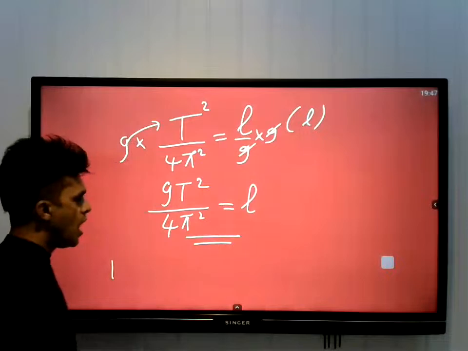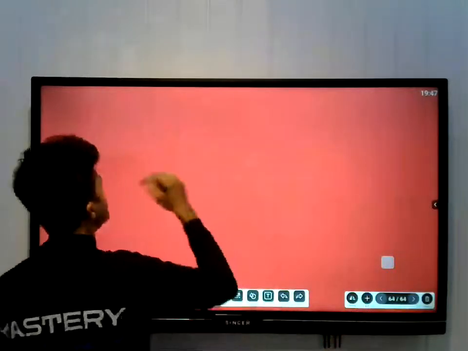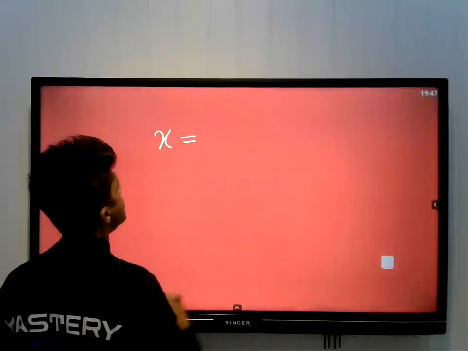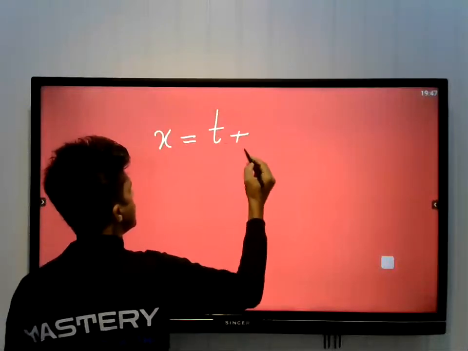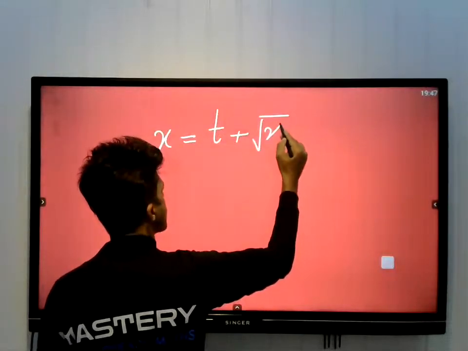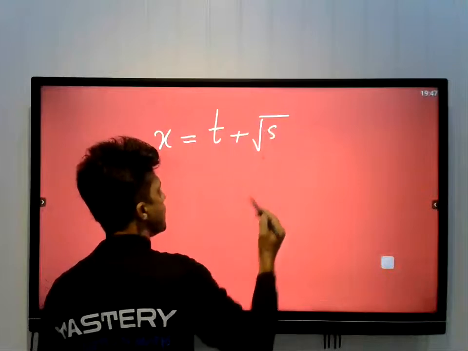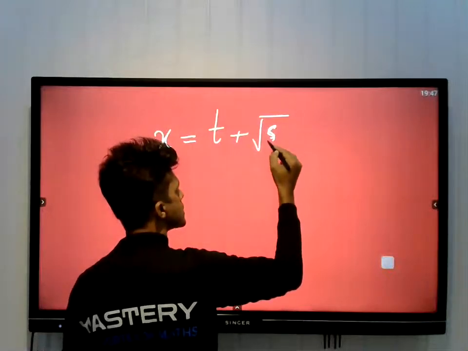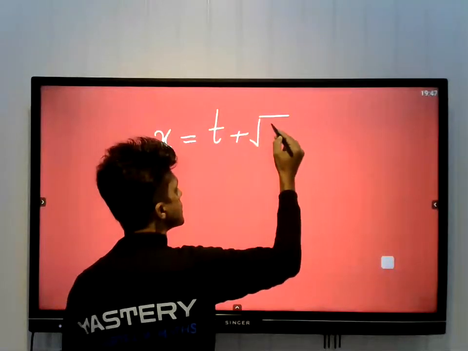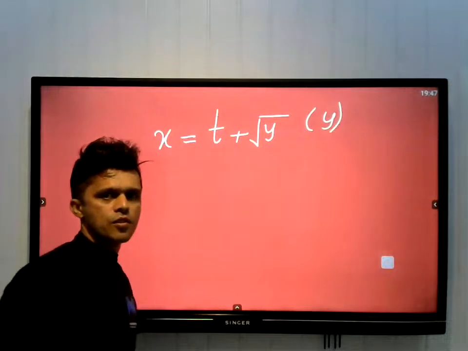Okay? How can you do this type of one? x equals t root, sorry, not x, root s. Let's write the term s. I'll write here y. Let's write the term y as the subject of this formula.